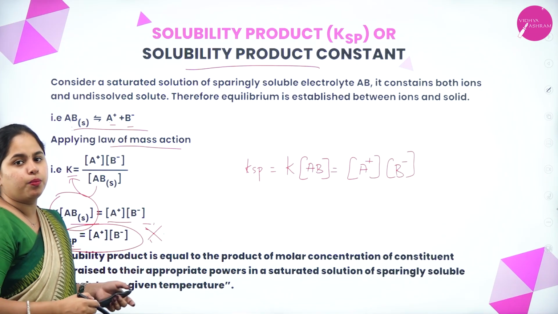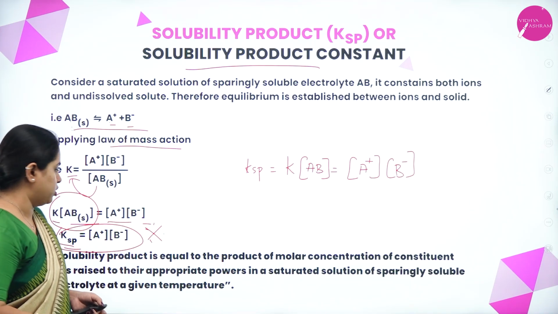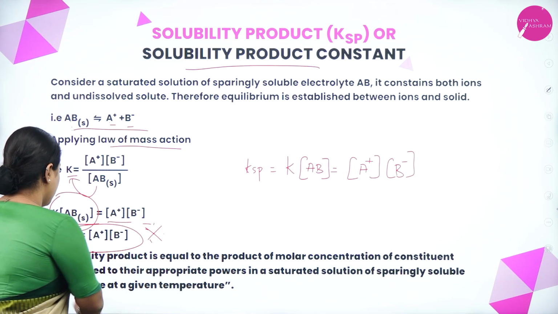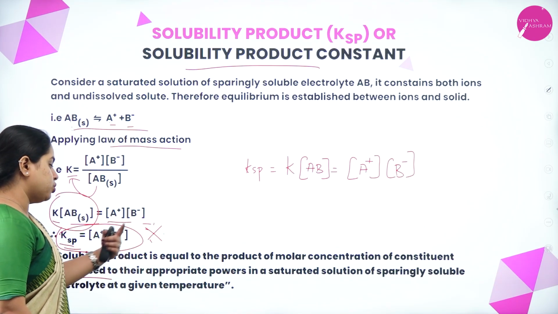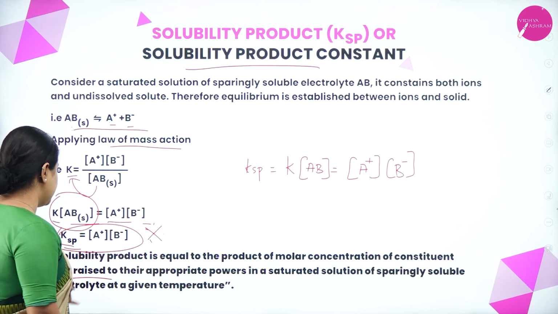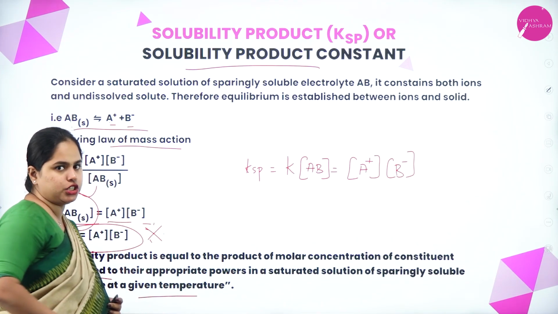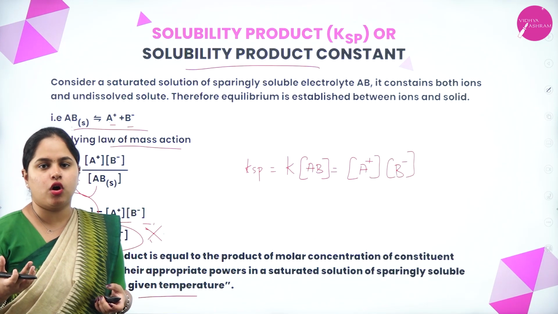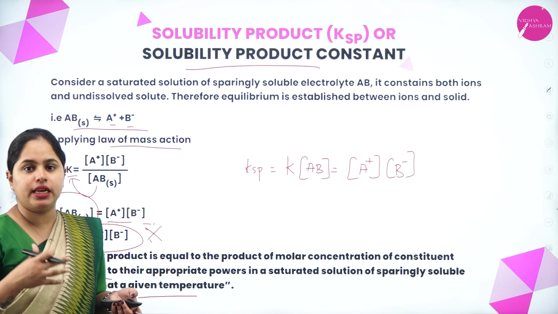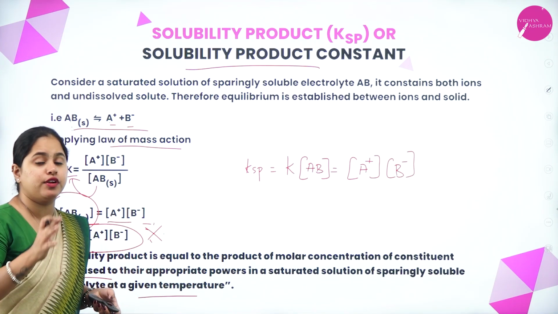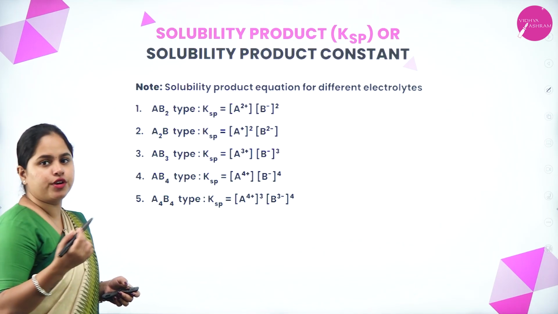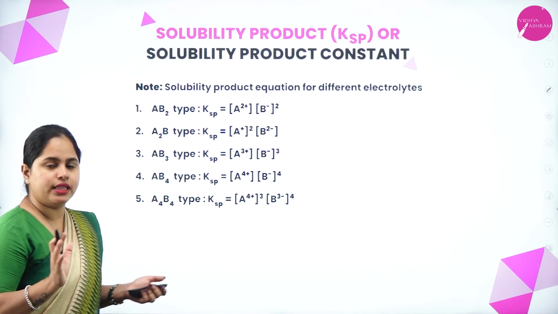It is the product of molar concentration of the ions. So solubility product is equal to the product of molar concentration of the constituent ions raised to their appropriate powers in a saturated solution of a sparingly soluble electrolyte at a given temperature. It is raised to powers equal to their stoichiometric coefficients, if necessary. So we will see the solubility product equation for different types of electrolytes, and that will be clear to you.